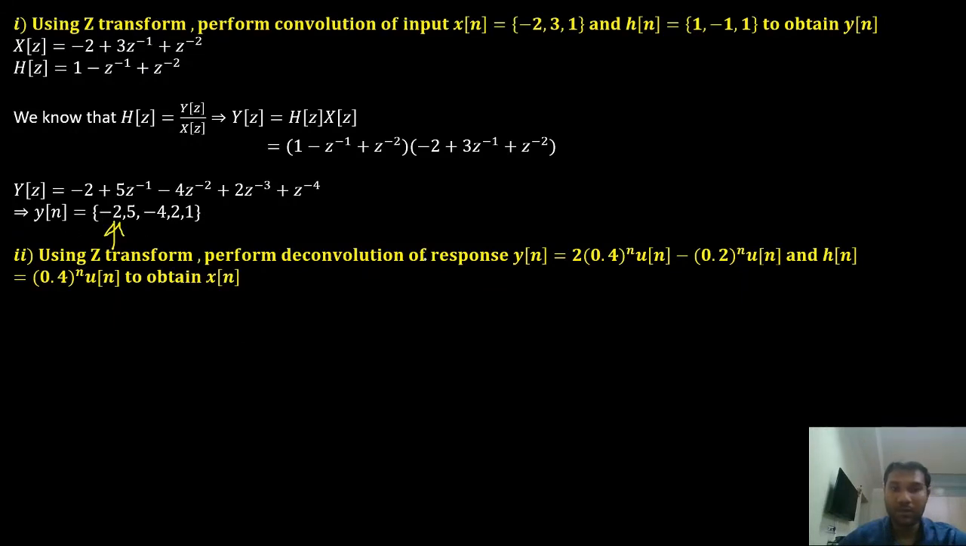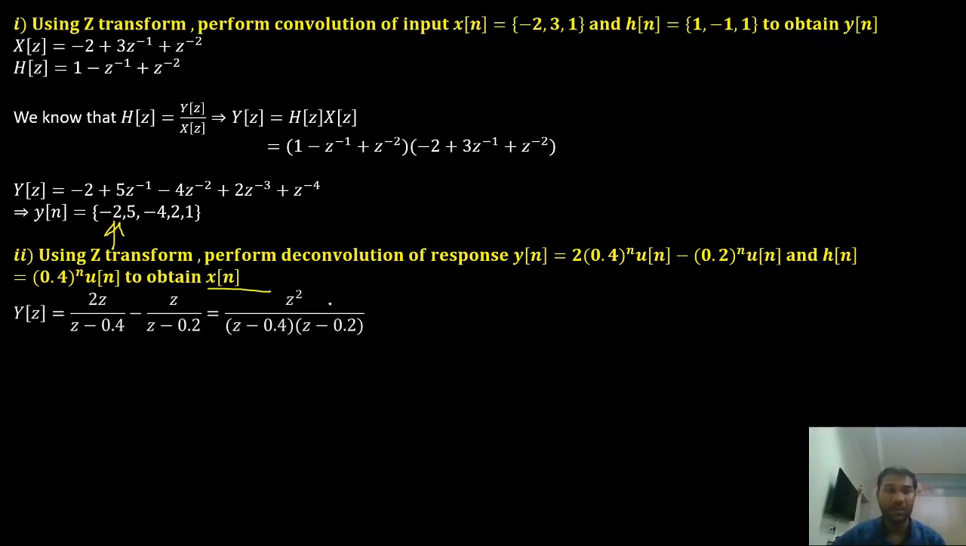Right. Similarly, we'll perform deconvolution using Z transform. Convolution means from x and h I will find y. From input and impulse response I will find the output response. Deconvolution means from the output and the impulse response I will obtain the input. Right?